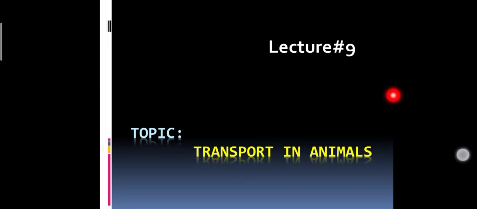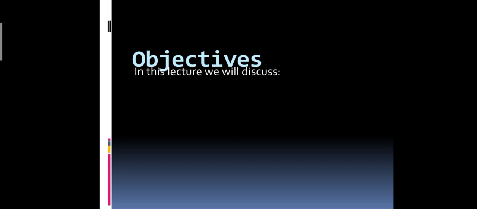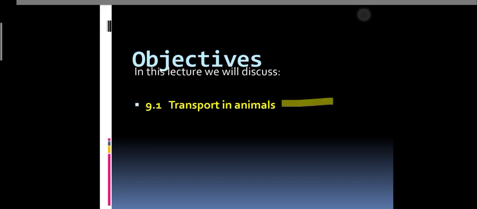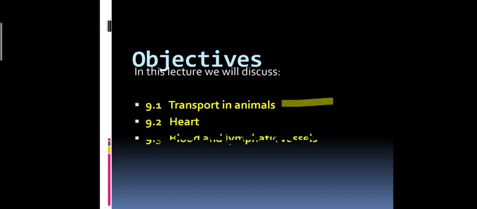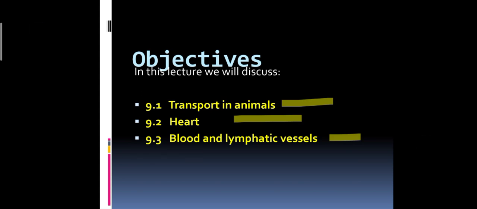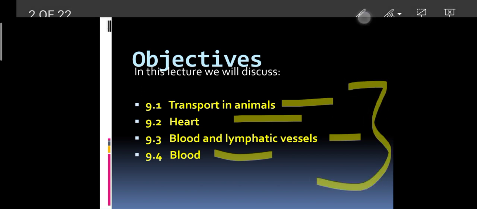Hey everyone, it's our lecture 9 and in this lecture we will discuss the transport in animals. So if we talk about the objectives, in this lecture we will discuss the transport in animals, the heart, blood vessels and lymphatic vessels, and we will also discuss blood. So these are the objectives of today's lecture.